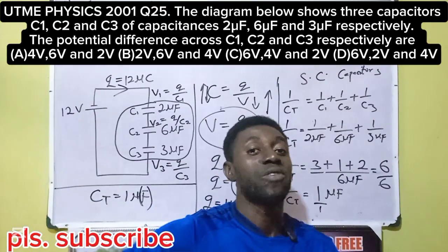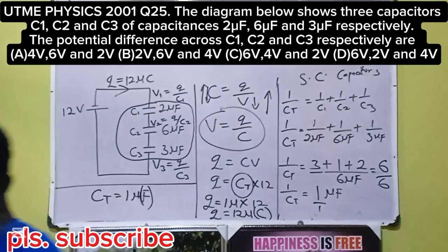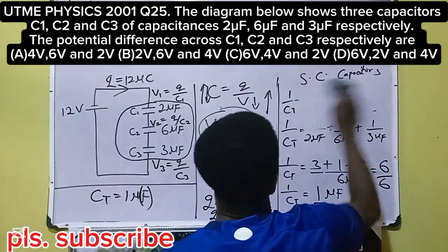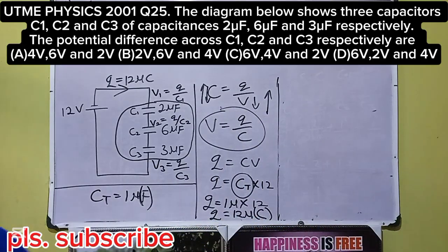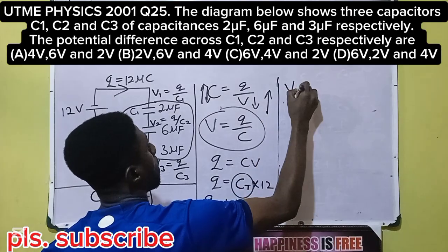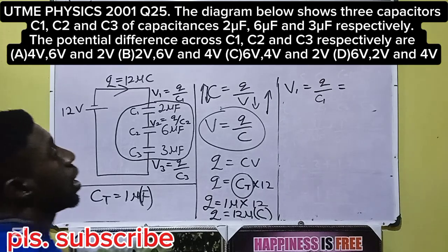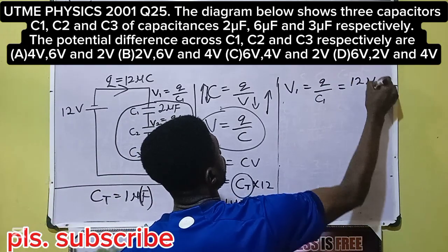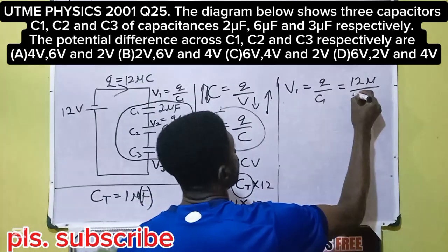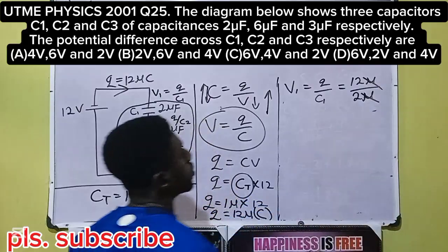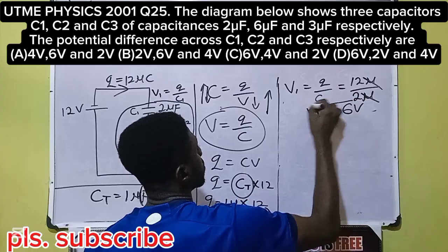Then we can now go back to find the individual voltages, having known the charge. Recall, the main question is to find the voltage or the voltages in the capacitors. Okay, to get V1, it is Q over C1. Recall, our Q is 12 microcoulombs, over our C1, which is 2 microfarad. Micro cancels micro. 2 into 12, we'll be having 6 volts. V1 equals 6 volts.